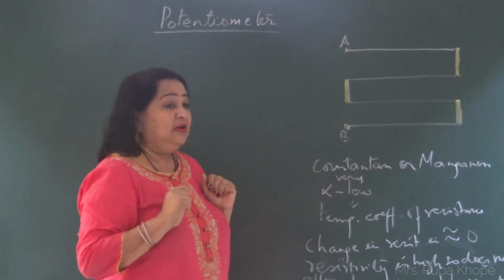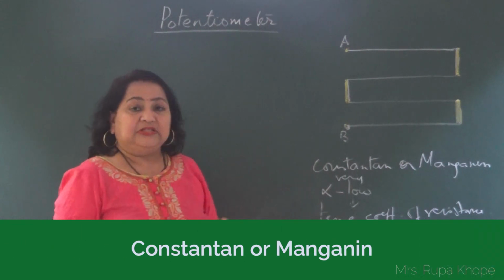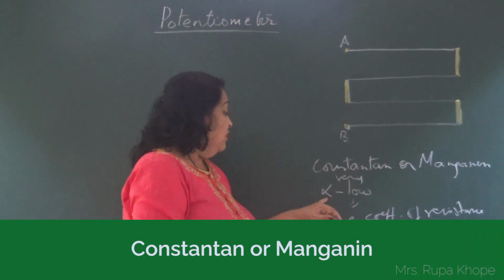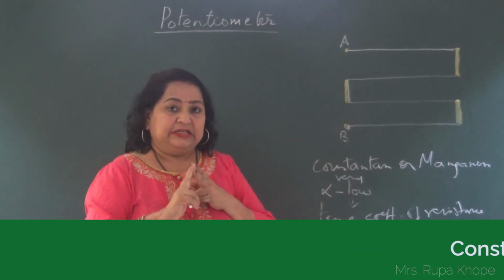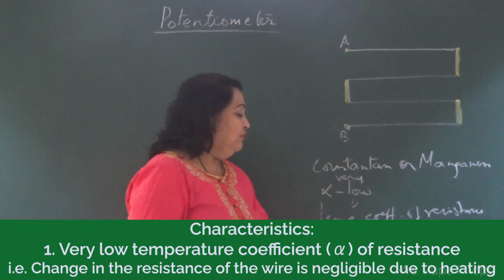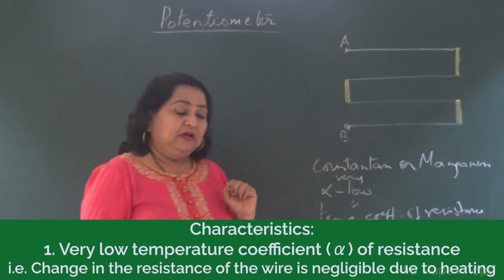Now what is the material of the wire? Material is constantan or manganese. It is a metallic alloy. Now it has two characteristics. First thing, it has a very low temperature coefficient of resistance. What is the meaning of that?